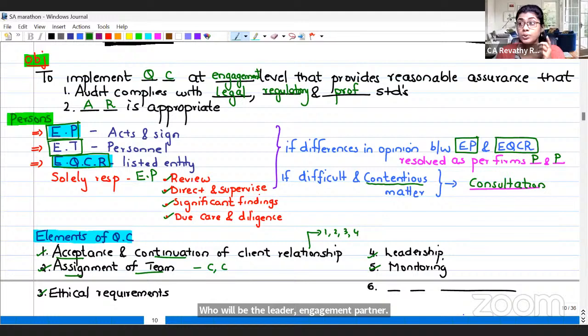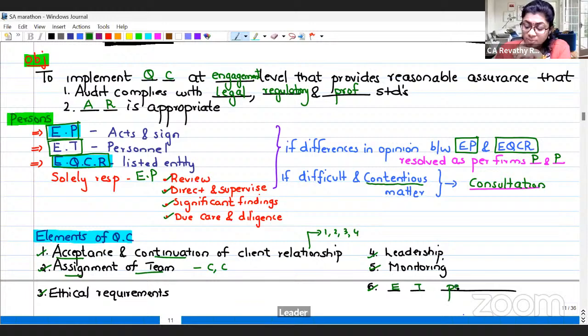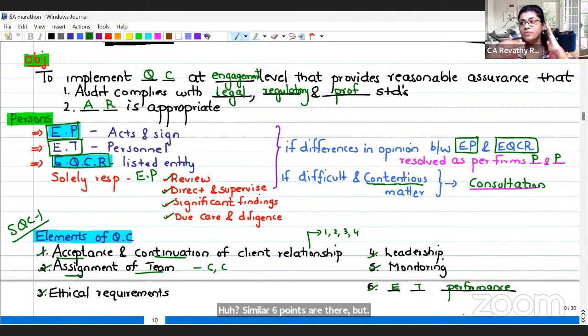Monitor whether quality control is adequate, operating effectively, relevant. But one point I missed out. Leader will monitor whose performance? Engagement team's performance. He will direct, supervise, review. So in SQC also, similar 6 points are there, but the inside contents are a little different. Similar points, not the exact points. Assignment of team is different. It is human resources in SQC.